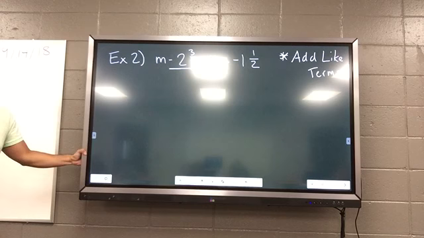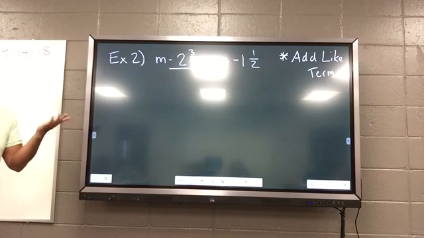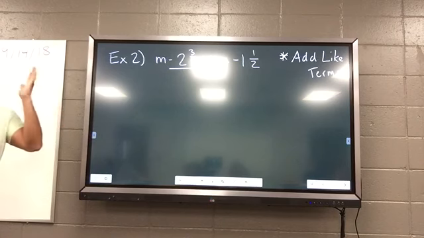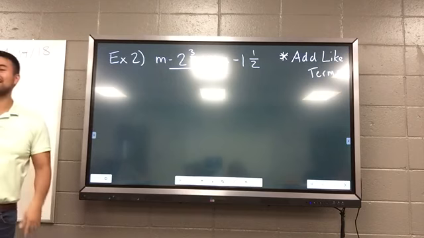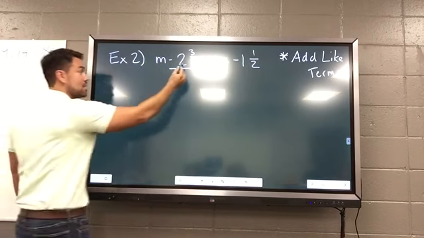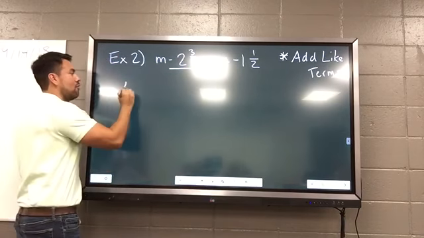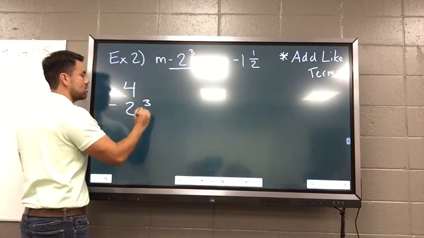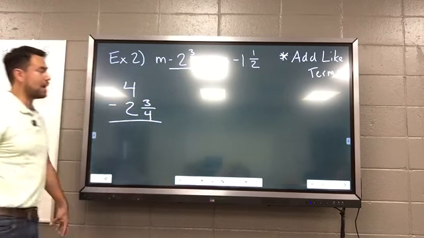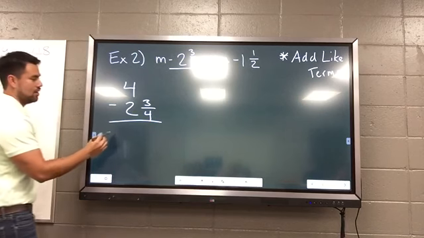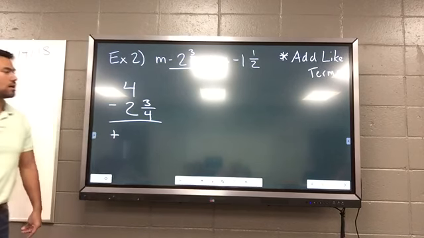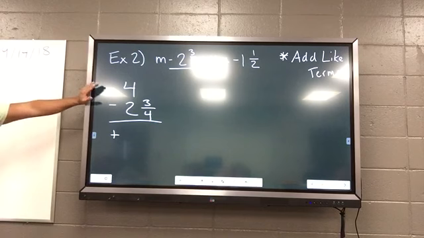How do you add a negative and a positive? Same signs, add; different signs, subtract. So I'm really subtracting these two, but which one is the bigger one? 4 minus 2 3/4. And then is my answer going to be positive or negative? Positive. Okay, so can anyone tell me what I do here? Because I'm kind of stumped. Chelsea, what do I do?